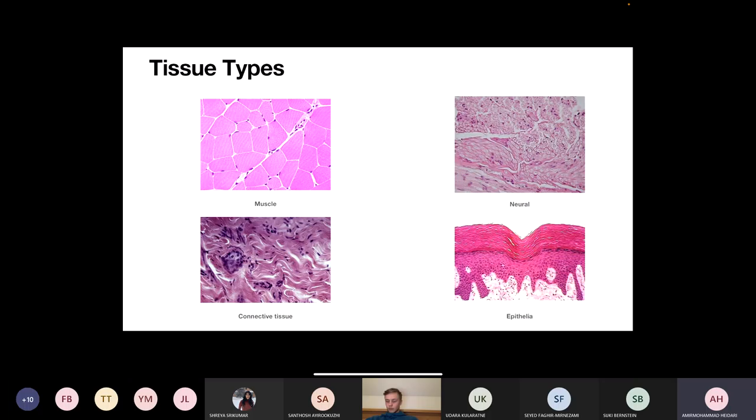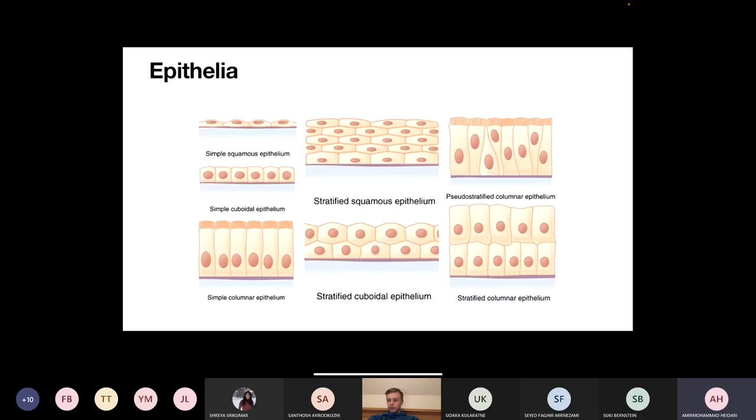So tissue types are really divided into four types of tissue. You have neural cells on the right-hand side. You have epithelia, which we just talked about. Epithelium basically means the outside covering of an organ or a tissue, which then immediately faces the lumen, which is the space outside. So that's the epithelium, connective tissue, and muscles. These are the four basic tissue types.